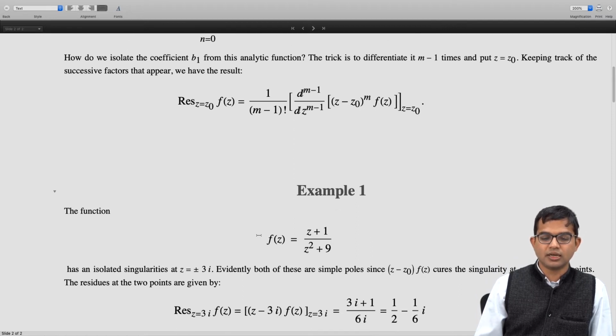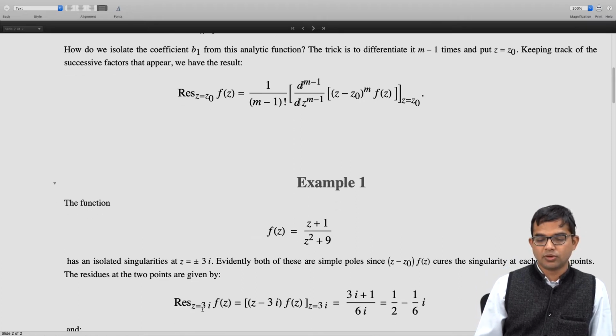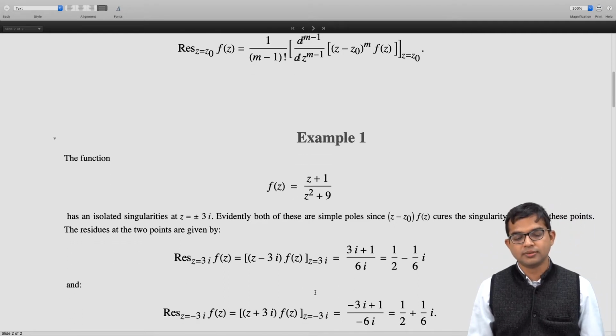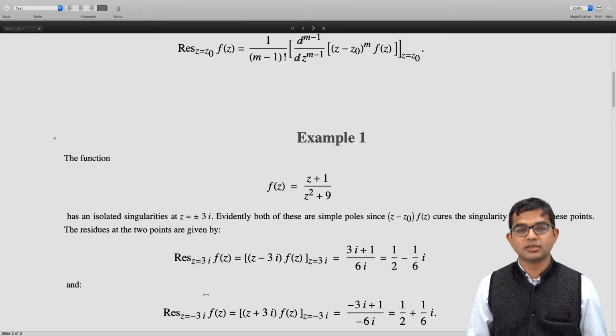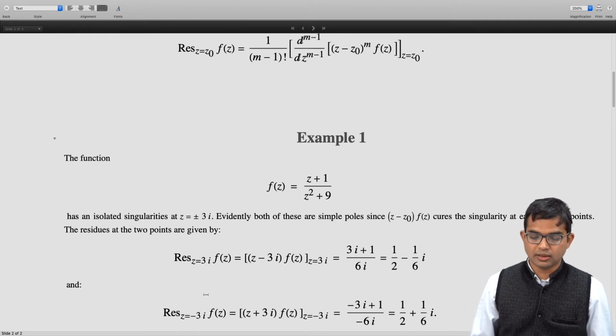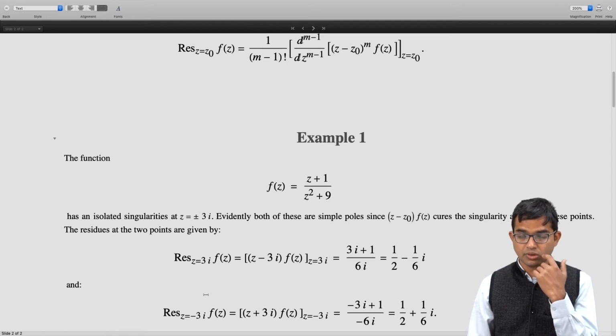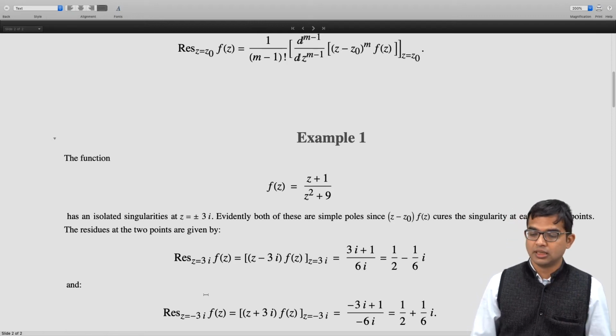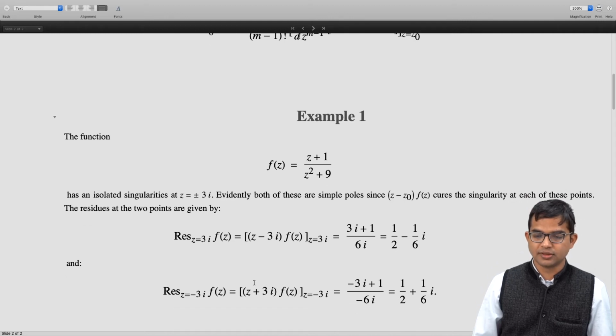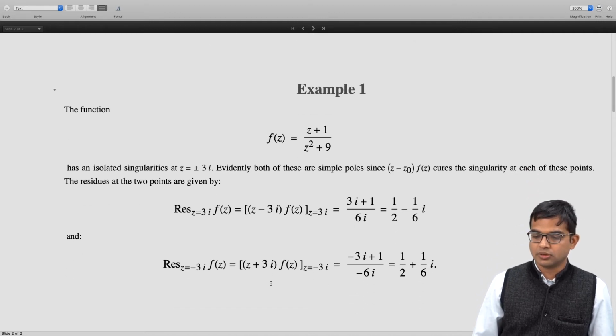The residues at these points are simply given by, if you want to evaluate it at z equal to 3i, just multiply by z minus 3i and then put the value z equal to 3i, and you're done. That gives you the residue to be half minus 1 by 6i. On the other hand, if you want to evaluate the residue at the point z equal to minus 3i, you multiply by z plus 3i and put the value z equal to minus 3i, and this gives you a residue of half plus 1 by 6i. A straightforward example.